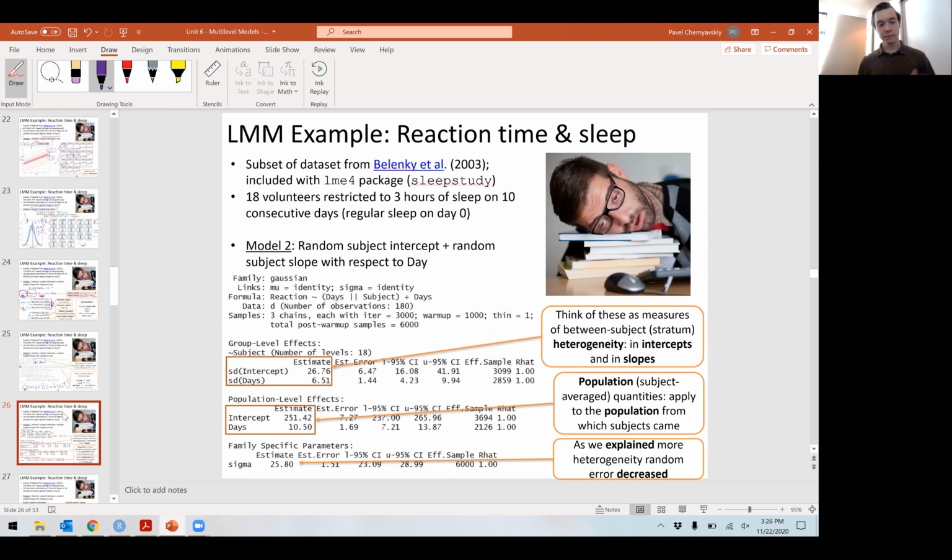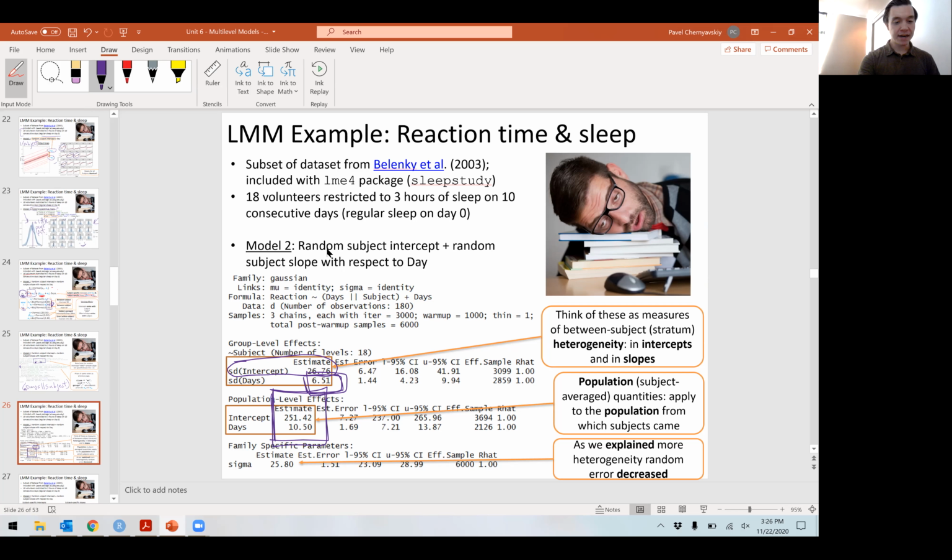Okay, let's look at the output. As expected, the variability in the intercepts was about 4 times greater than the variability of the slopes. The 6.5 is the standard deviation of the slopes in reaction time per day. My population estimates remain very, very similar, almost identical.